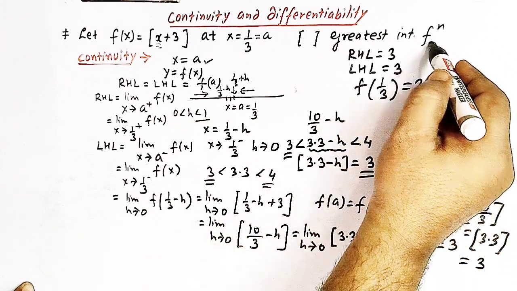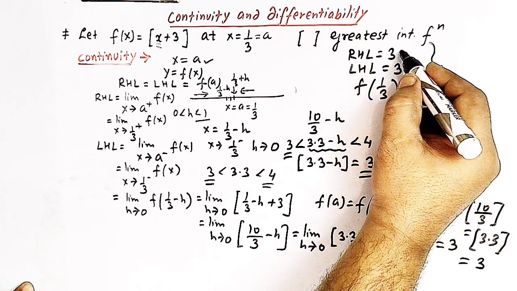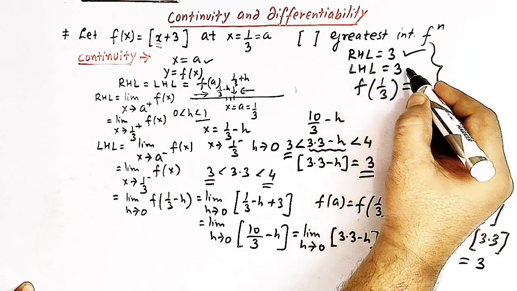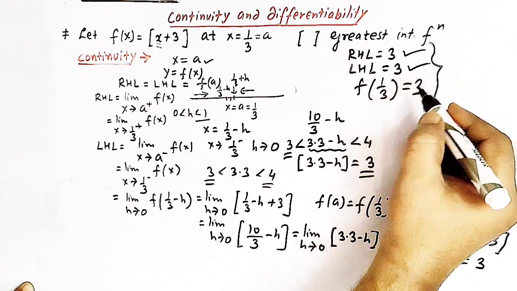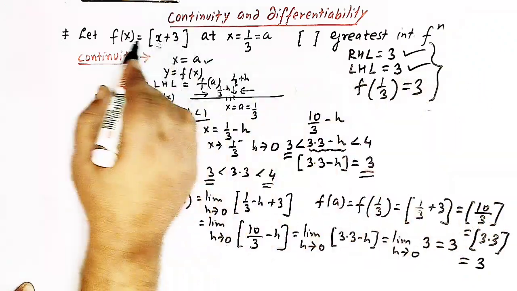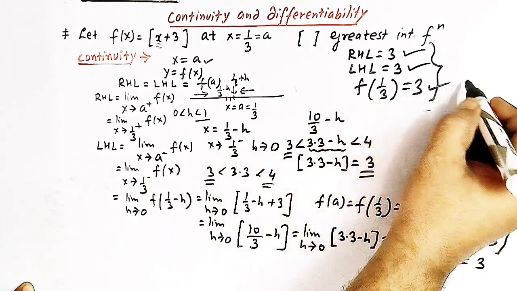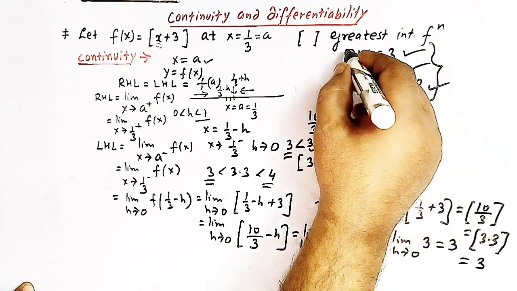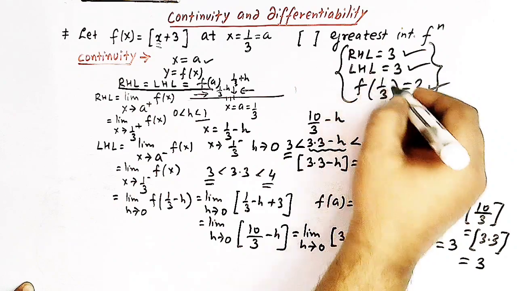So we can see that the right hand limit exists and is finite and is equal to 3. The left hand limit exists and is finite and is equal to 3. And the value of the function at x = 1/3 exists and is finite. So f(1/3) is equal to 3. So these three quantities are equal to each other.